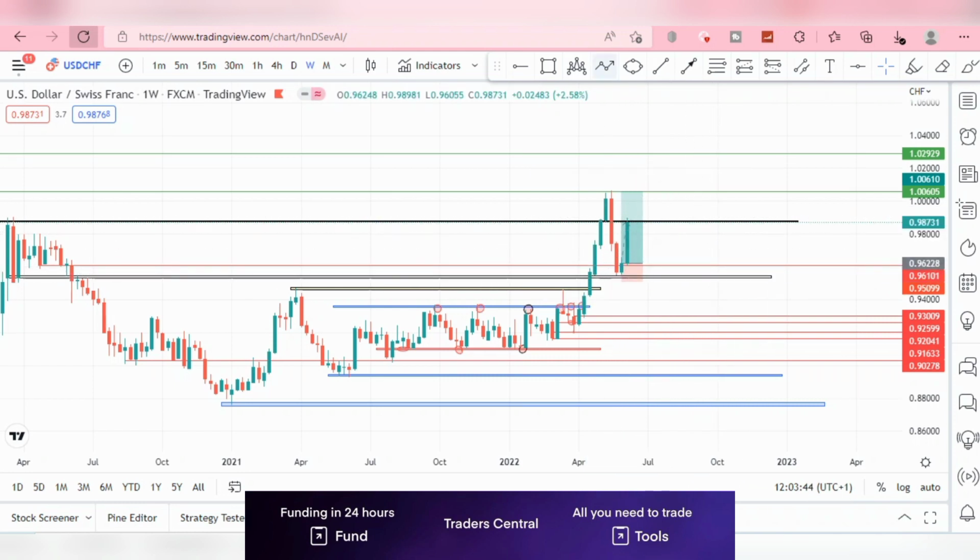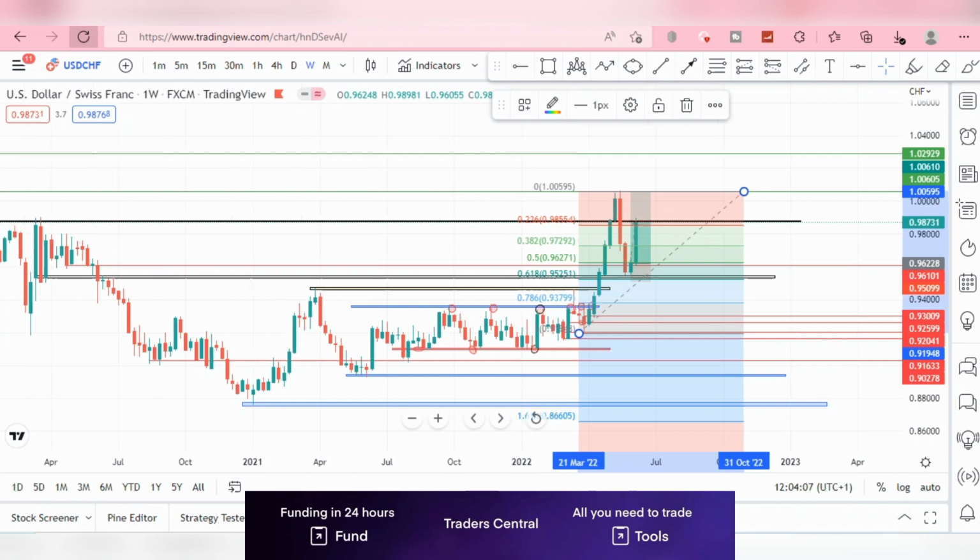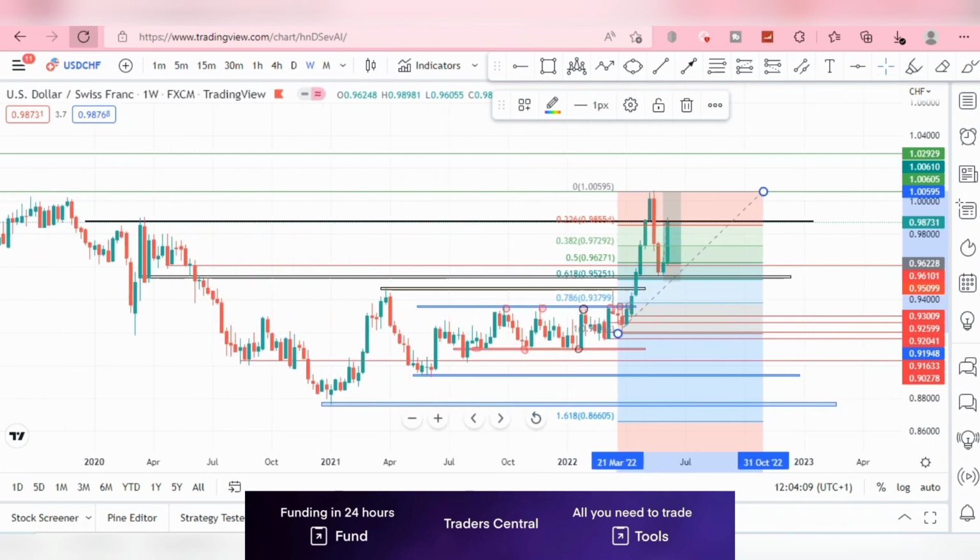And again, if we use our Fibonacci retracement from the swing low here to the swing high, we can see that that area fell around the 61.8% Fibonacci retracement area. So when price got there, price quickly rejected to the upside, and then we're expecting price to get all the way to the 1.005 area as well, which is like the next significant support resistance area.